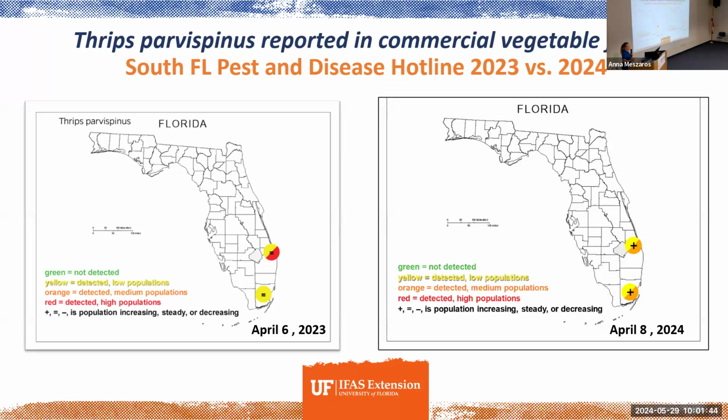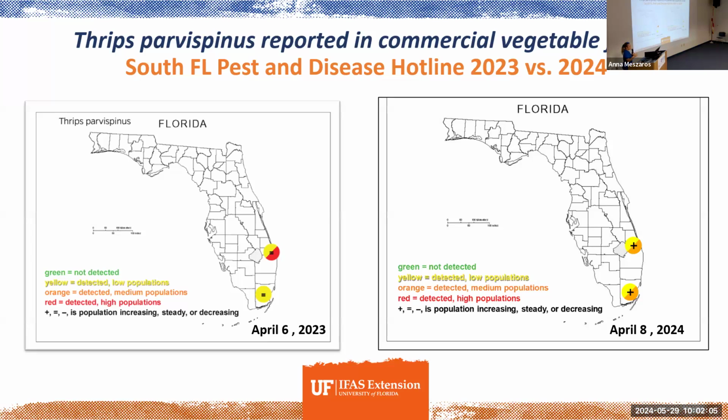But this year, the situation was more under control, thanks to regular scouting and proper identification. So last summer, Thrips parvispinus was collected from cowpea here close to Baglade, from a cover crop. And this summer, we also collected parvispinus from our sentinel pepper plant on the station.